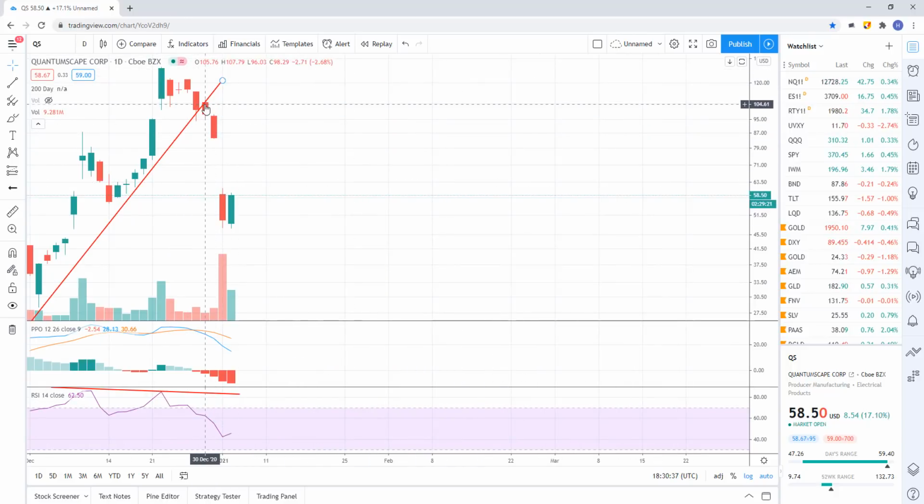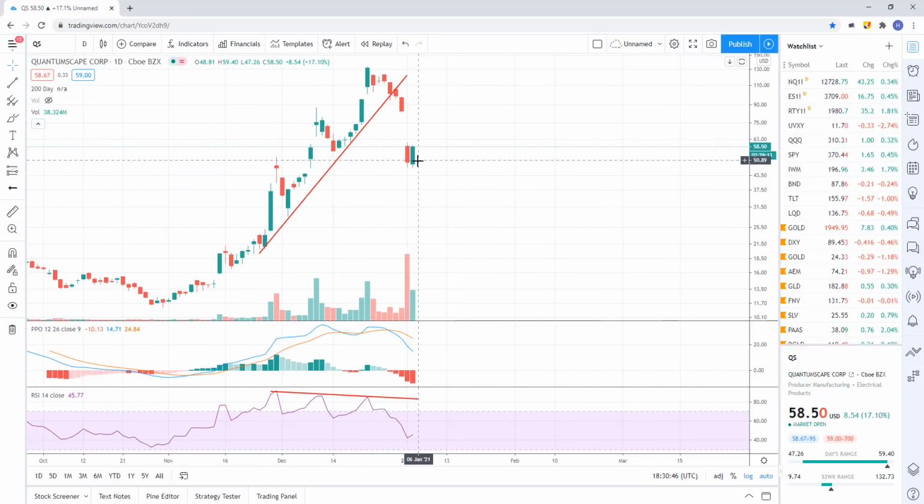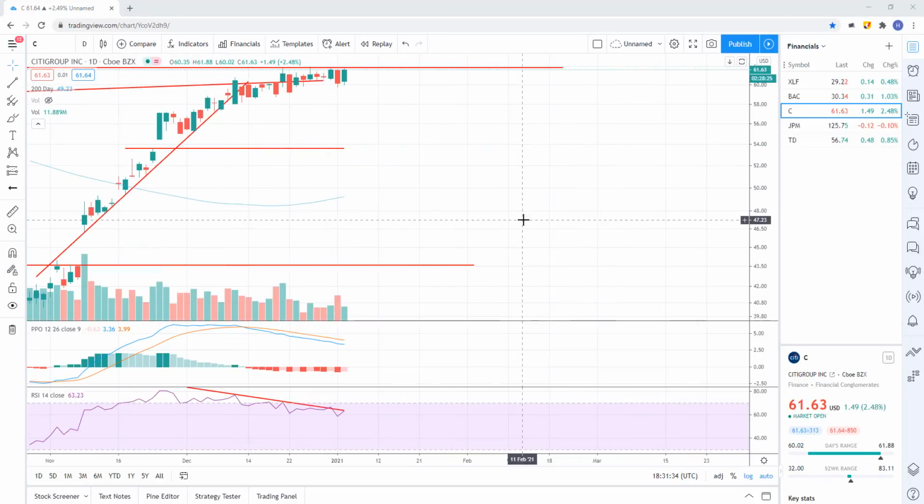I didn't catch this one, but the short was really here on December 30th. That would have been the entry or trigger for the short. And obviously, big gap down. And I'd be covering into some of these moves to the downside.